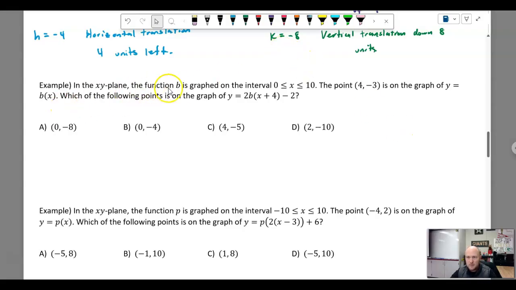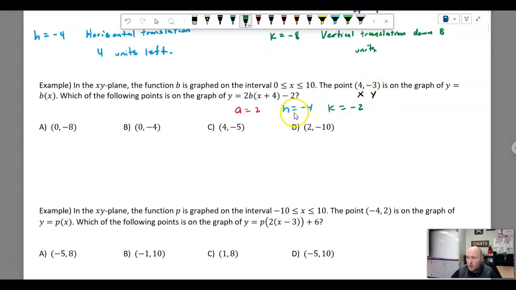So let's look at this example here. They say here in the xy plane, the function b is graphed on the interval 0 to 10, and the point 4, -3 is on this graph, y equals b of x. So here's a point, 4, -3. So x, y. Which of the following points is on the graph of y equals 2 times b of x plus 4 minus 2? Well, what they're telling us is they're saying a is equal to 2. They're saying h is 4. And they're saying k is -2. So how's that going to affect my point?